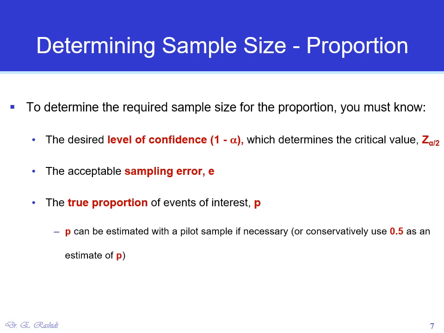So you either can go ahead and do a pilot sample. That means, for example, you pick a sample of size 50, 30, whatever, and then estimate p hat, and then use p hat instead of p in the formula. Or you can be conservative and take a value of 0.5, so it would give you the largest n possible, and that n would actually work. Let's see an example.